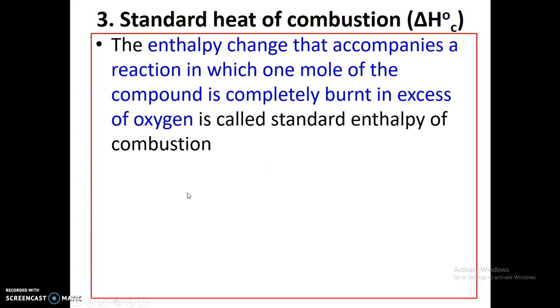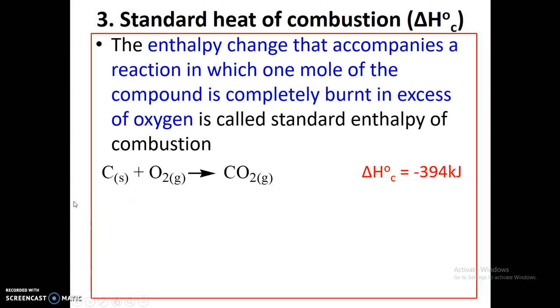into carbon dioxide. And here, standard heat of combustion means the enthalpy change associated with a combustion reaction when 1 mole of a particular organic compound is completely burnt in excess of oxygen and forms carbon dioxide and water. This is called the standard heat of combustion.